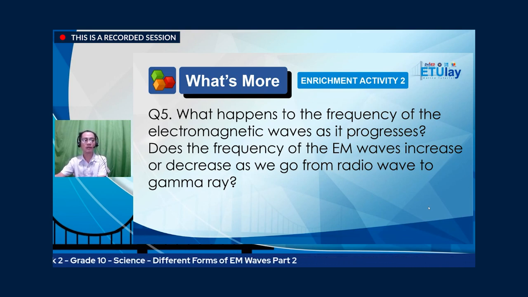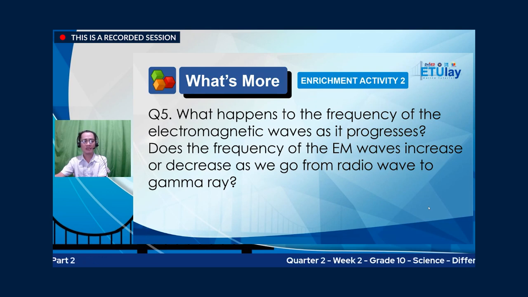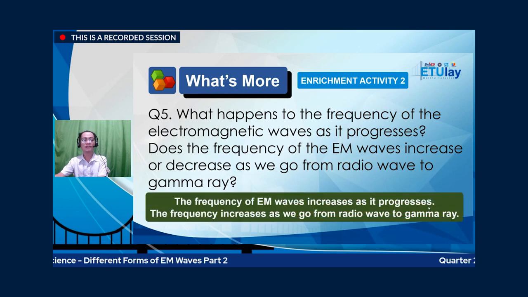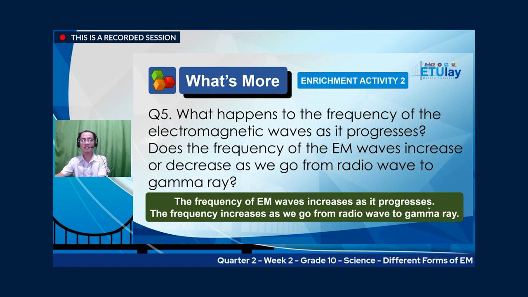How about this question number 5? What happens to the frequency of the electromagnetic wave as it progresses? Does the frequency of the electromagnetic waves increase or decrease as we go from the radio wave to gamma ray? The correct response for this is the frequency of electromagnetic waves increases as it progresses. The frequency increases as we go from radio wave to gamma ray.